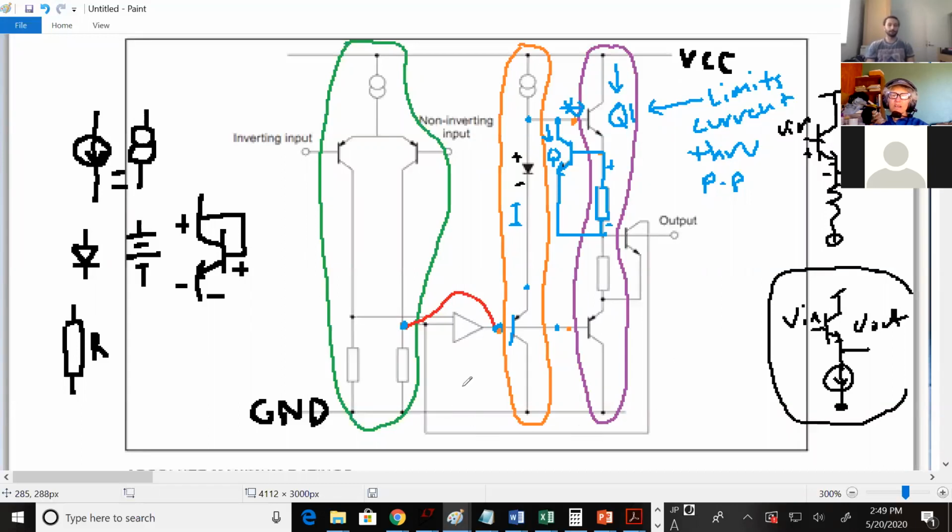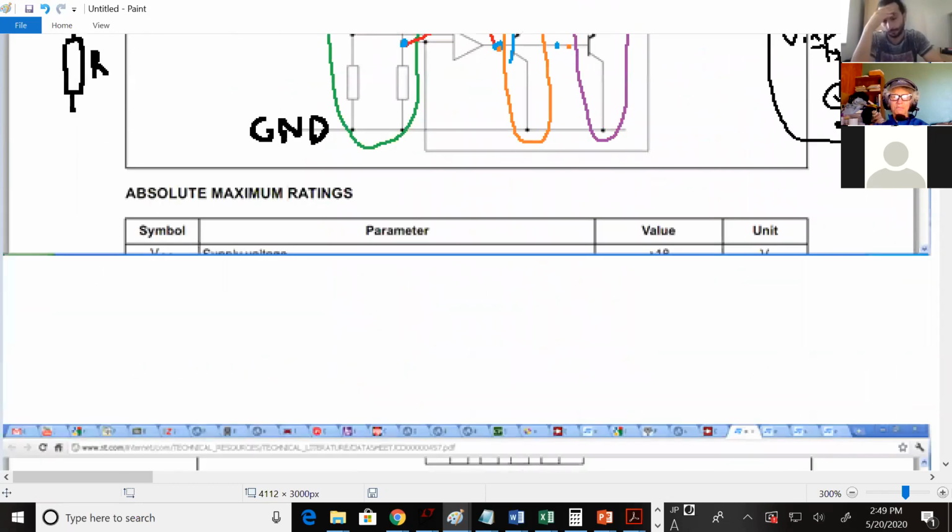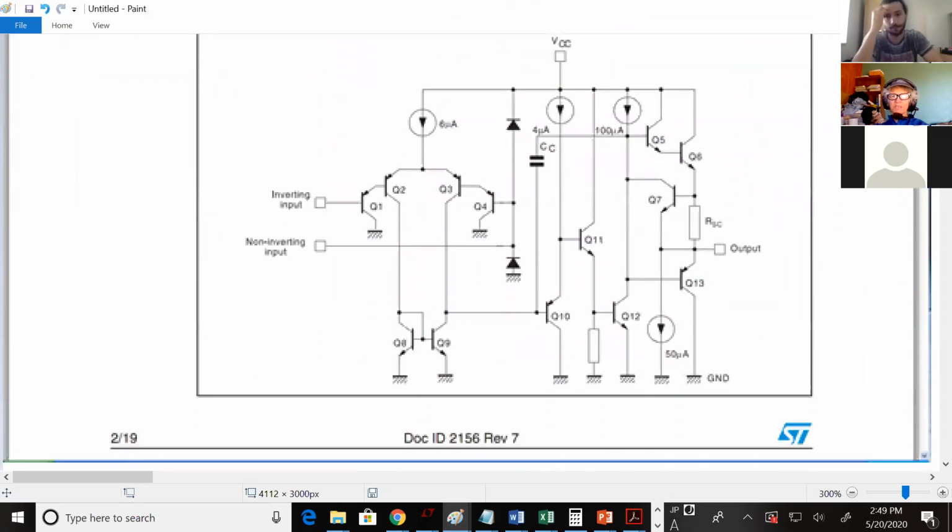This circuitry right here is a little bit different, and we'll ignore it for now. But are you okay with a diff pair, the common collector, and the push-pull with the safety circuitry? Maybe? I think so. Okay. Now, again, this is done by professional analog designers, and I think you could do just as well.